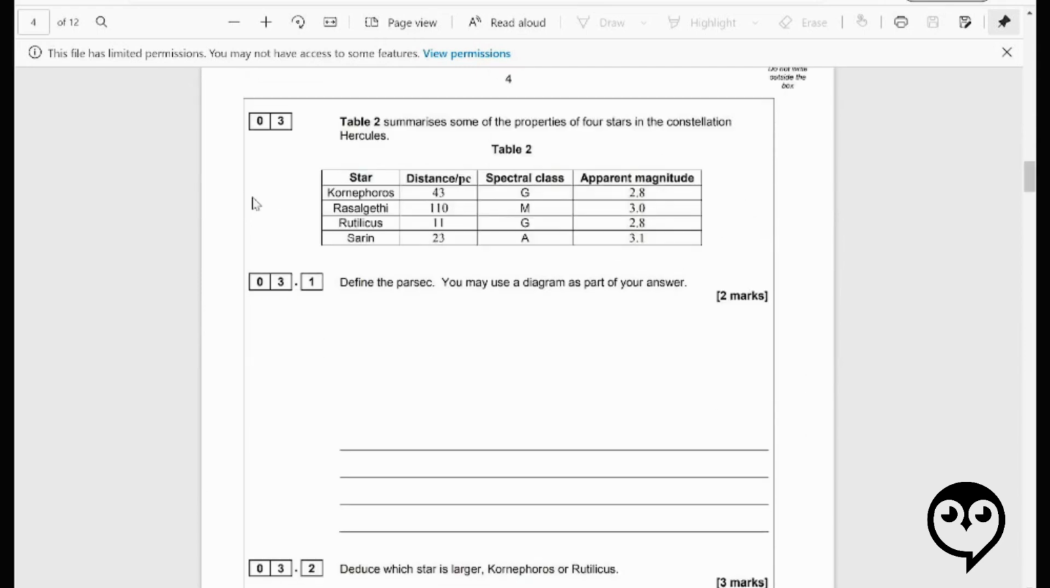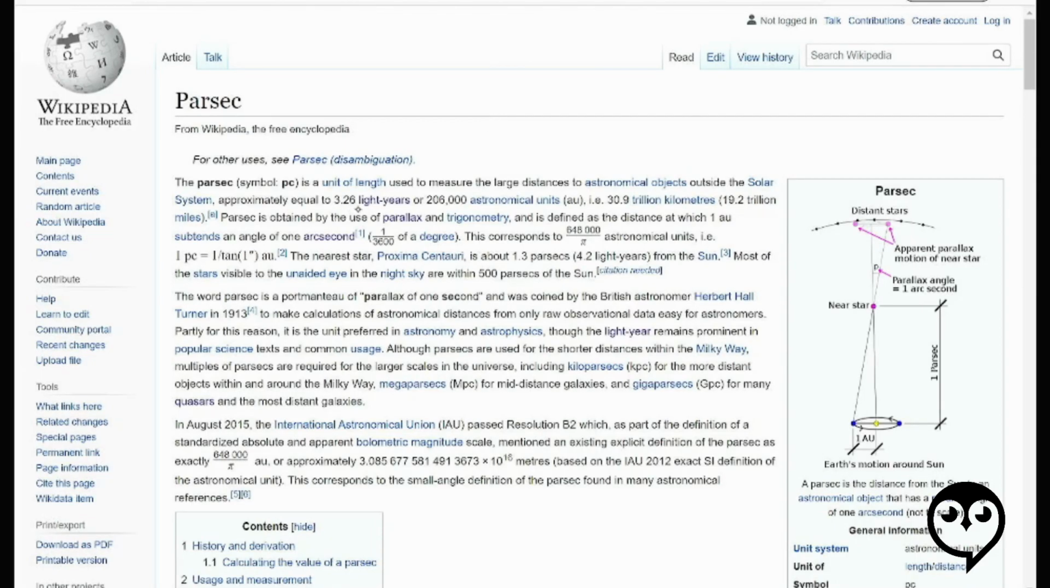On to number 3, we've got 4 stars in the constellation Hercules. Again, we can see the spectral class, the apparent magnitude, and the distance. Define the parsec. What is a parsec? It's about 3.26 light years. A parsec is actually a unit of length, not a unit of time, so some people get that mixed up.